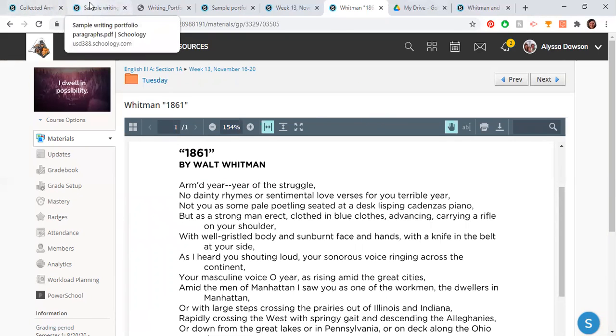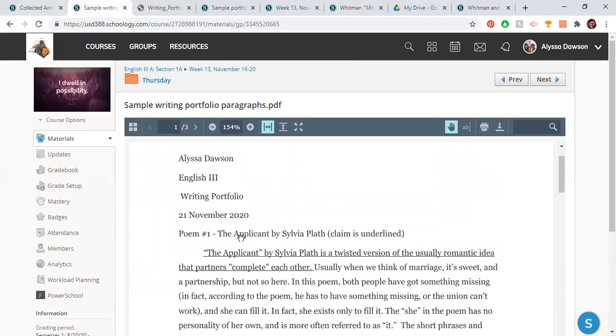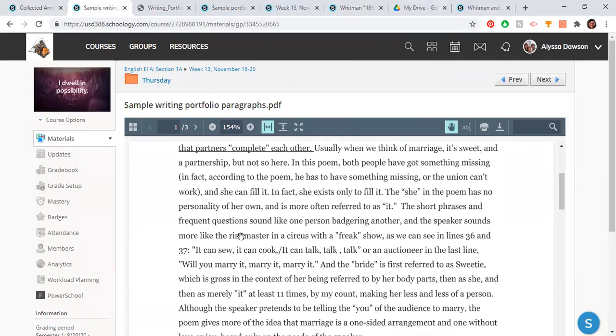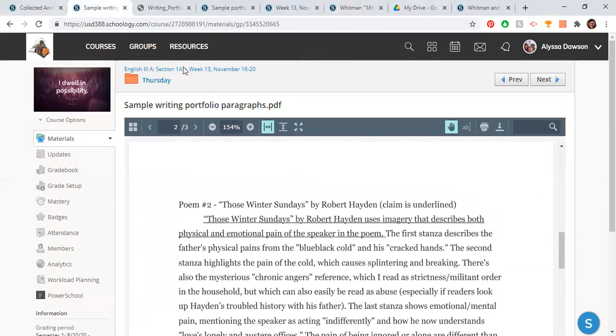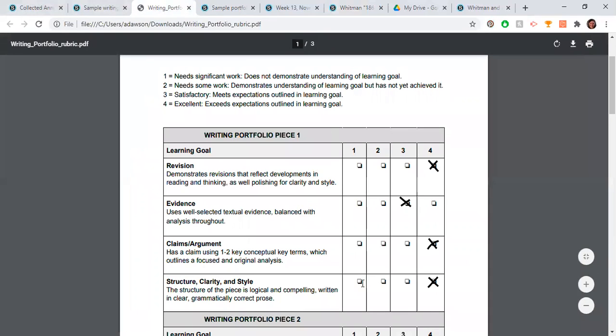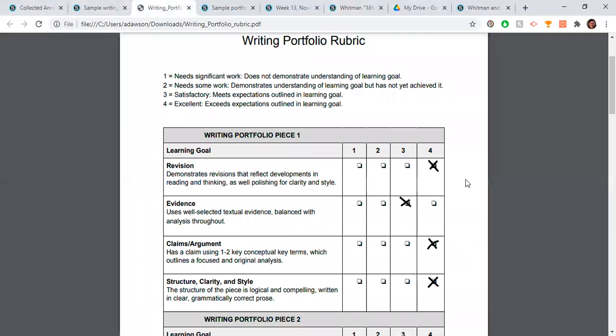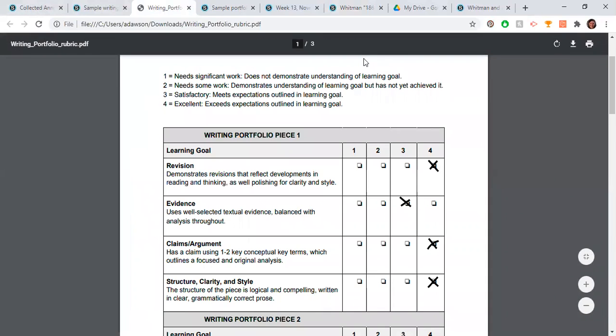The point, though, is to make sure that the writing is the best it can possibly be, and then doing a self-grade of it. That's how you do a portfolio. So I'm going to stop and I'm going to take some questions.